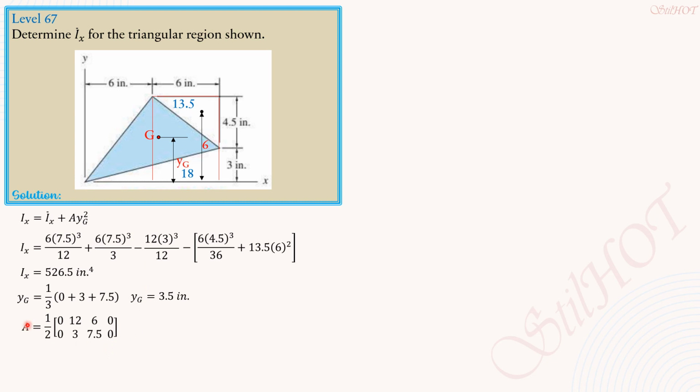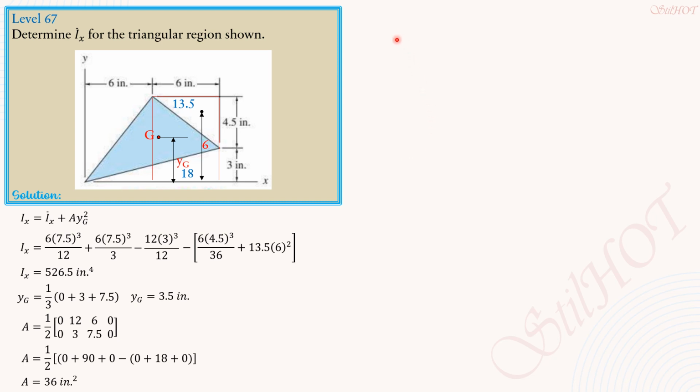Then area by coordinates is 1/2 of quantity 0 times 3, 0, plus 12 times 7.5, 90, plus 6 times 0, 0, minus quantity 0 times 12, 0, plus 3 times 6, 18, plus 7.5 times 0, which is also 0. Area therefore is 90 minus 18, 72, divided by 2, so 36 square inches. By the way, the rule in analytic geometry is we have to arrange the coordinates in counterclockwise manner to ensure that the area is positive. Remember, counterclockwise rotation is always positive. Do not think that clockwise is positive. Even in trigonometry, the counterclockwise rotation of angle from the positive x-axis is the positive direction of angle.